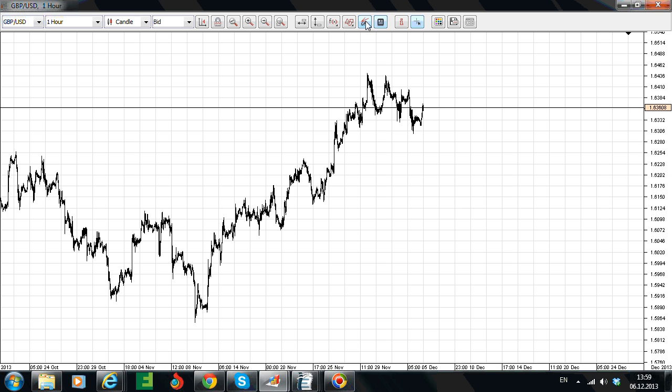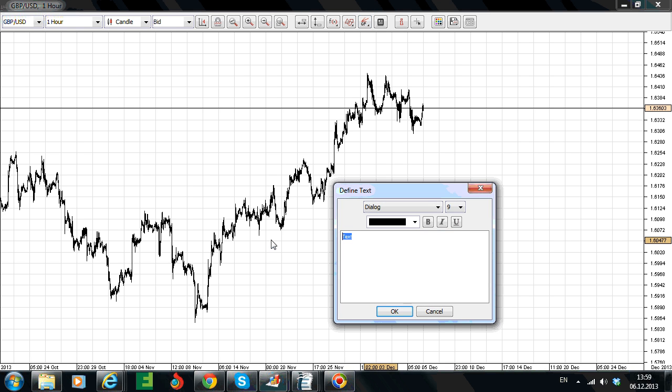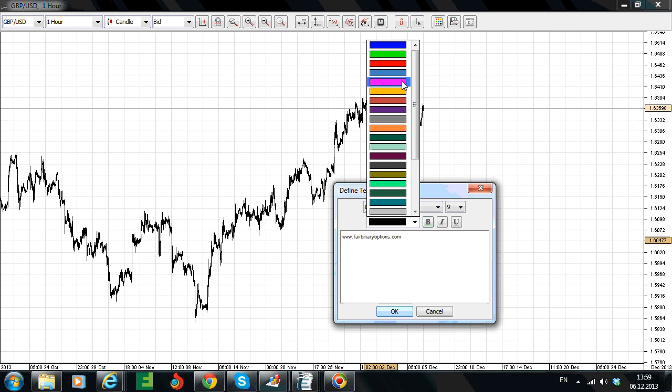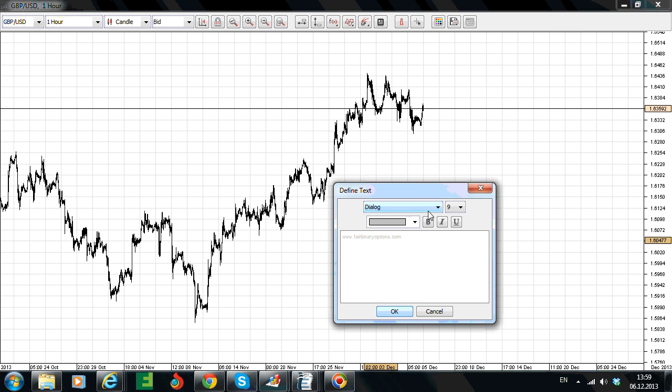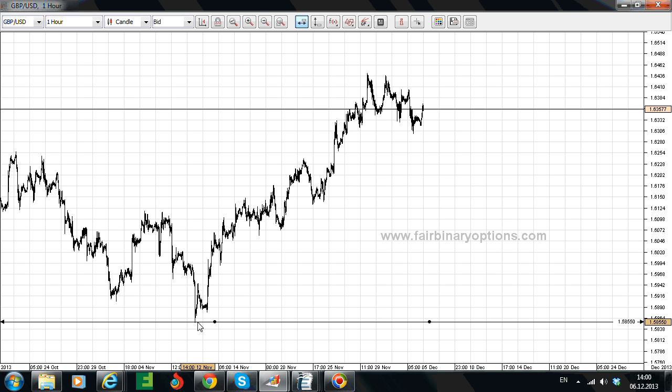fairbinaryoptions.com. Let me write this one on the screen. And we are looking at the Great Britain pound US dollar because what we have there is an ending diagonal. Ending diagonal on the 1 hour chart and also visible on the bigger time frames, but I would like to leave it on the 1 hour chart so that you can actually see it in more detail. This move starts from the downside here and goes all the way to the upside.